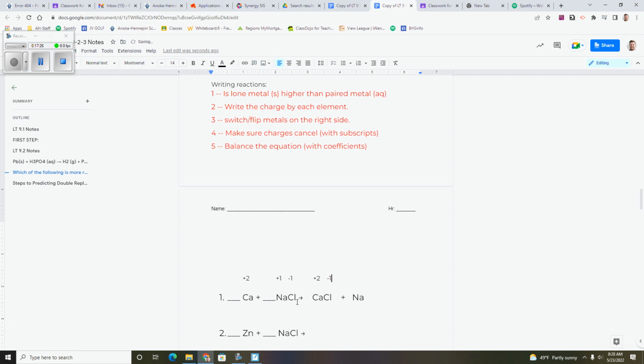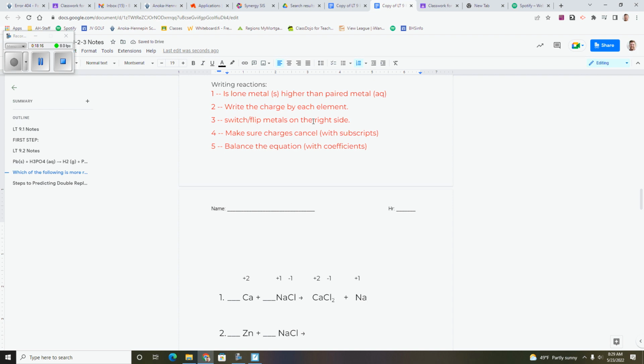This is, we'll get good at this tomorrow. Make sure the charges cancel out with subscripts. Now, CaCl, back to formula writing from a long time ago, are these equal, plus 1, minus 1? They're not equal, right? So what do I got to do? What do we always do when they're not equal? What do we do? Chris? Cross. The 2 goes there, and the 1 goes there, you don't write the 1. Now that makes that minus 2, so it looks like this. Bring the 2 there, 1 there.